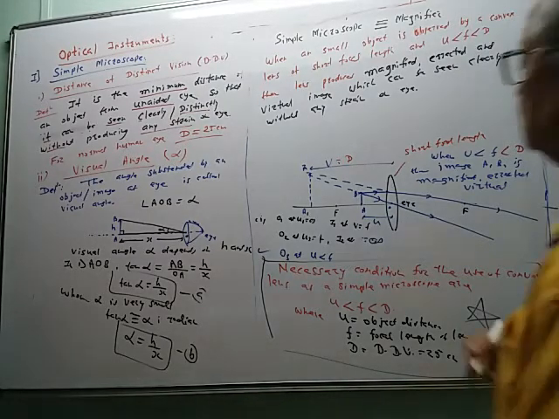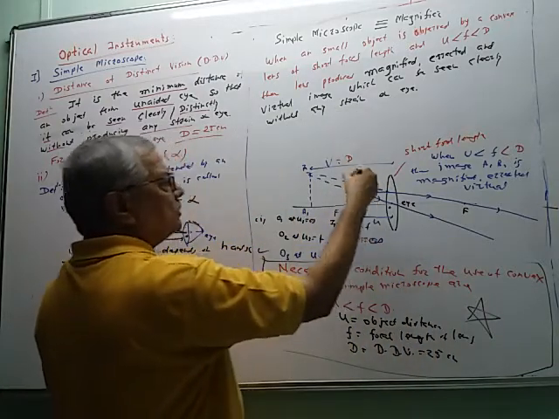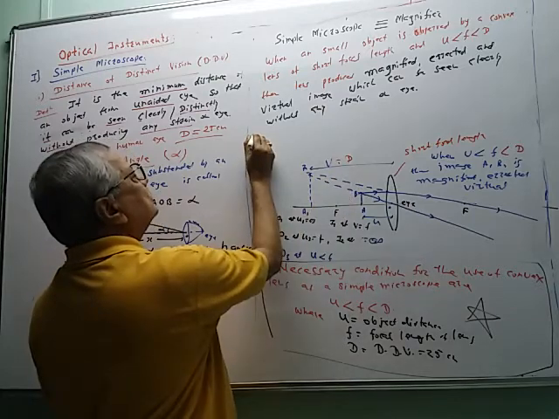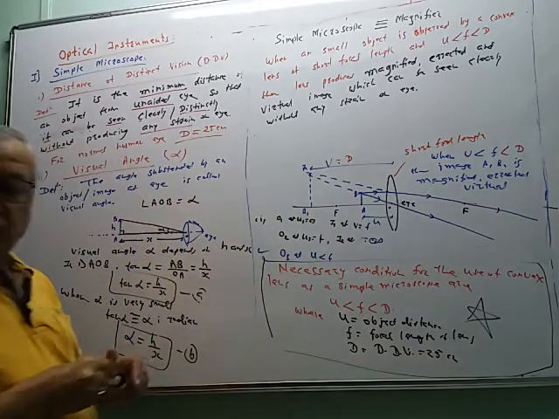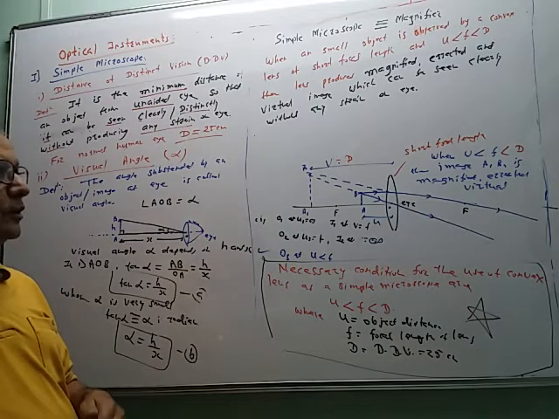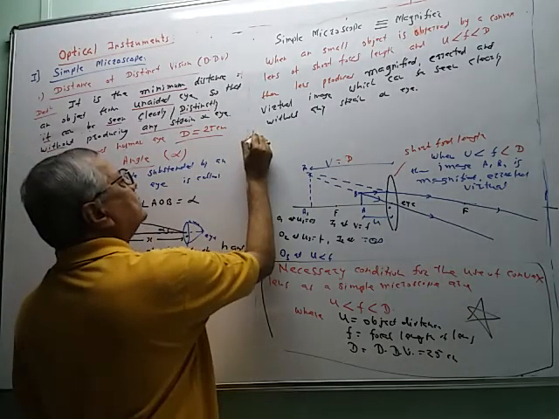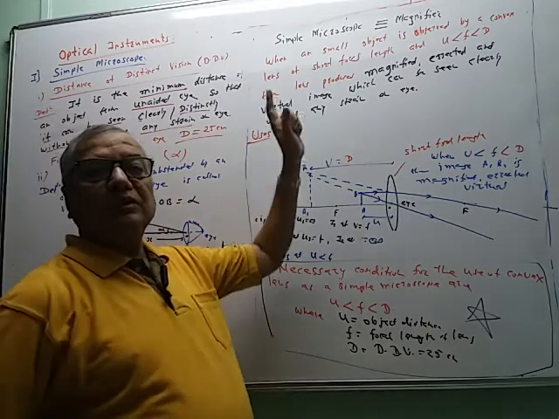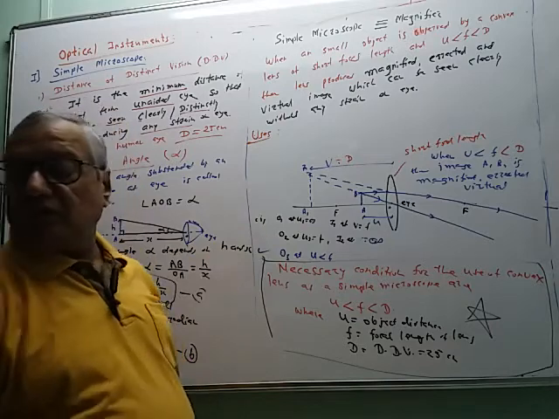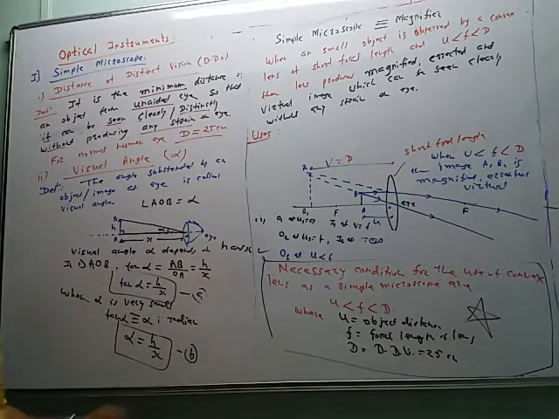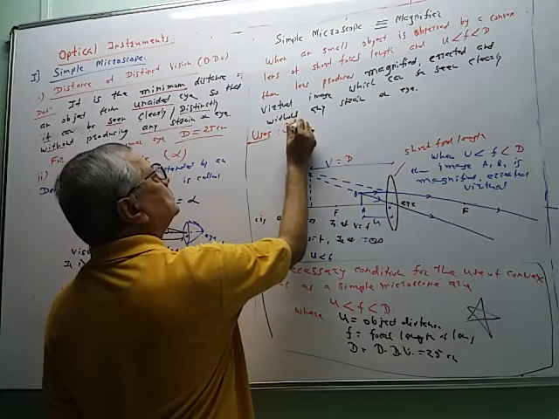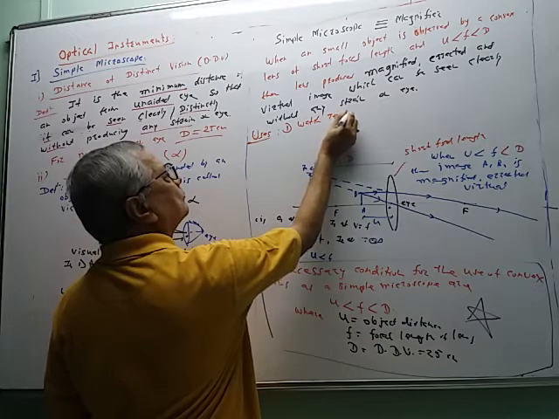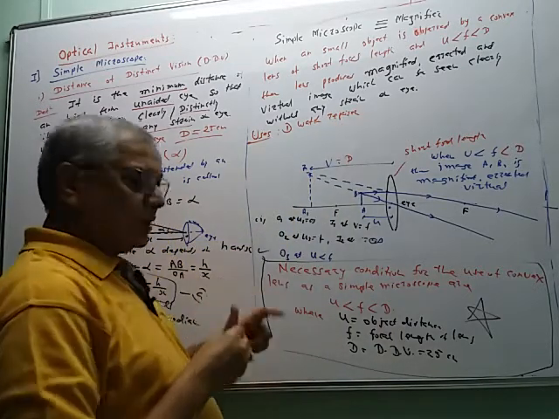Now, when microscope is used for this purpose, to observe the tiny object, then it has some uses. So the uses I will write down here where it is used. Uses of simple microscope. One, the first use you can say that it is used by watch repairer.